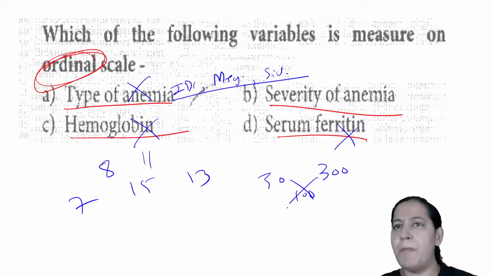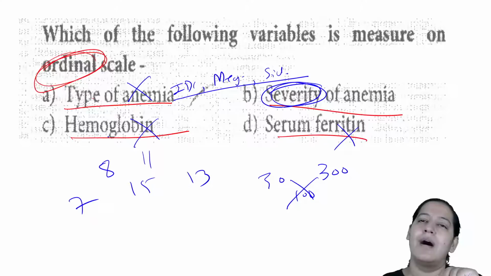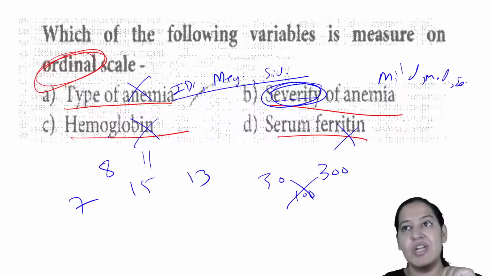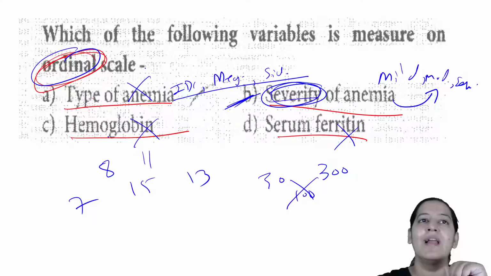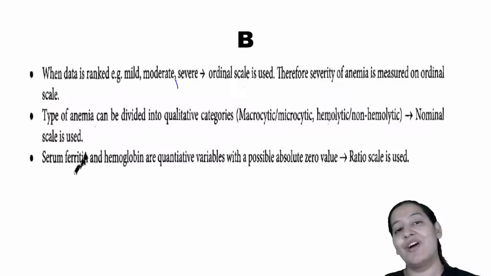But yes, severity. Yes, Ravi, you are right. Yuva, you are right. So severity of anemia is mild, moderate, and severe. We have three severities, so this is the particular order. So the correct answer among them is B, because for ordinal, an order is necessary. So this is how tricky questions are framed from this topic.